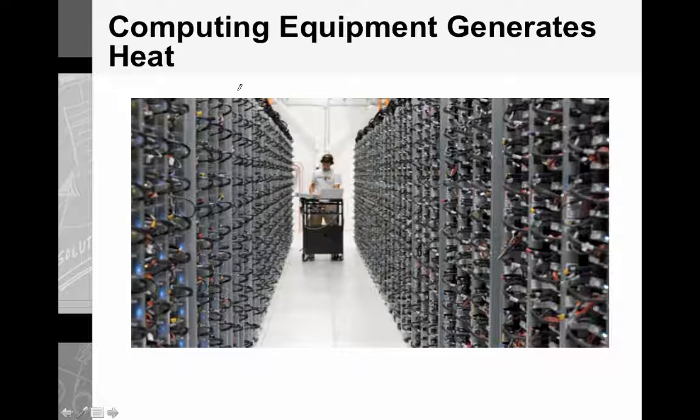What you're seeing over here is a row. Because I'm seeing the backs of servers over here, I'm assuming that this is a hot aisle.